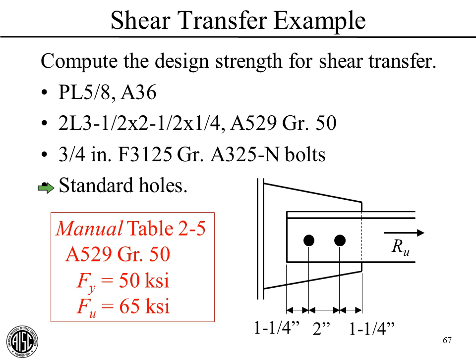Okay, the first thing is I'm looking at that thinking, well, might not have that one memorized. So let's go look and see what the properties are. Go to the manual, table 2-5, and you see that we have F sub Y is 50, F sub U is 65 ksi. So it's really cool. It's the same as A992, so it's very easy to remember once we see it once.